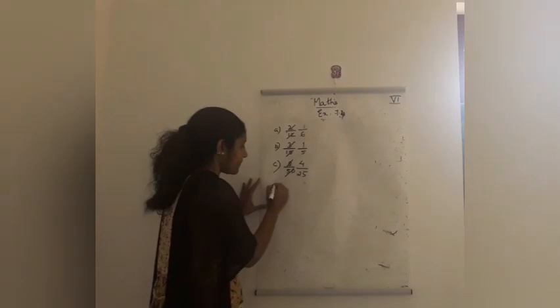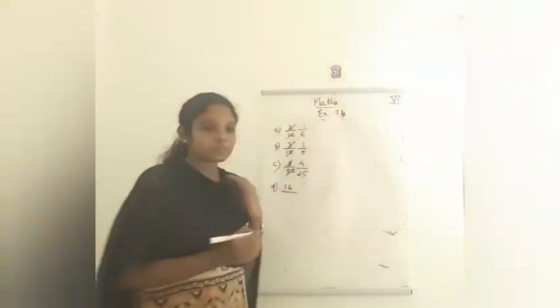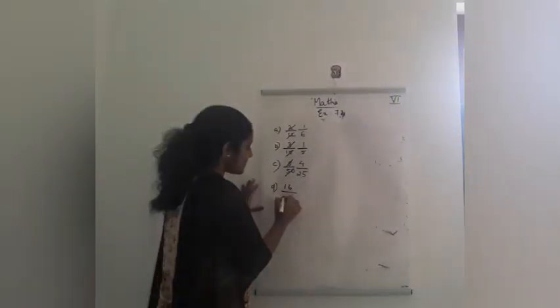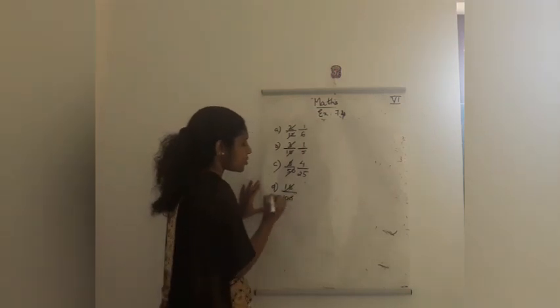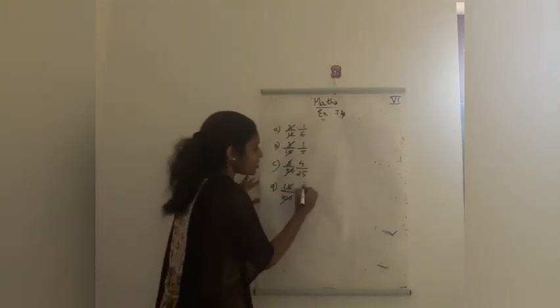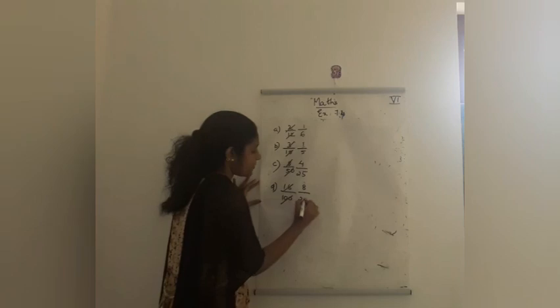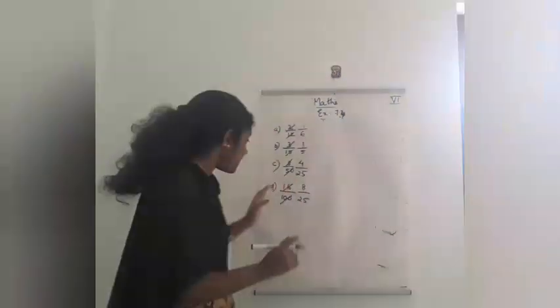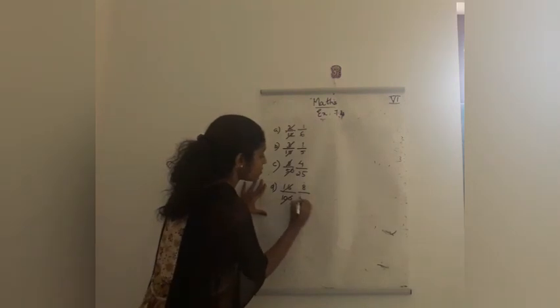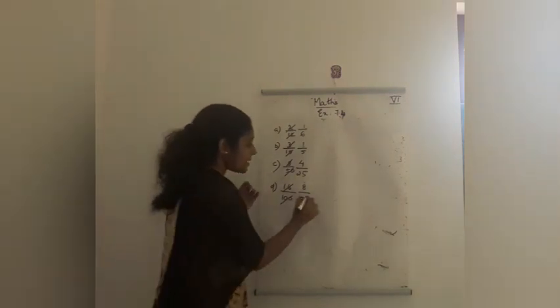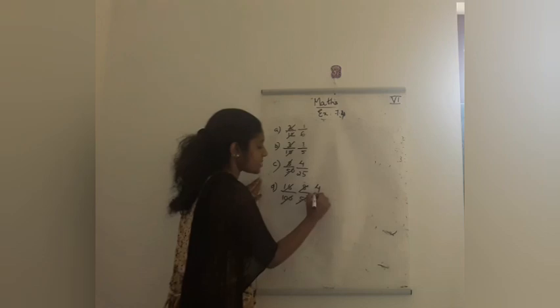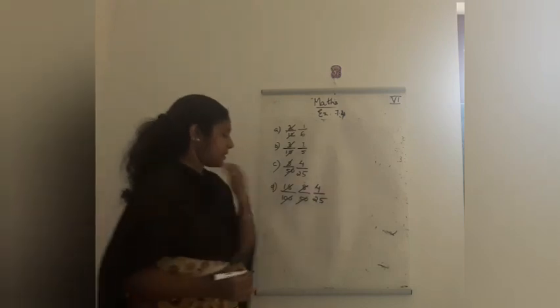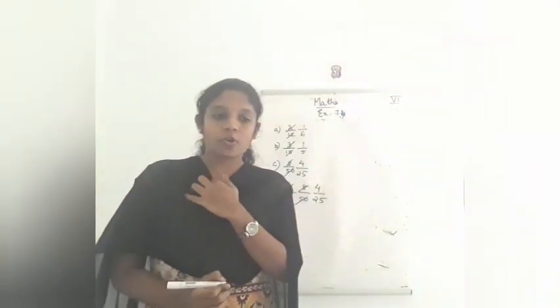Now D, 16 by 100. So simplify it. 16 by 100, first we can cancel the table of 2. 8 into 2s are 16. 25 into 2s are, what is that? Not 25, 50 into 2s are 100. Again, the table of 2 goes. 4 into 2s are 8. 50, 25 times more. Okay, 4 by 25.